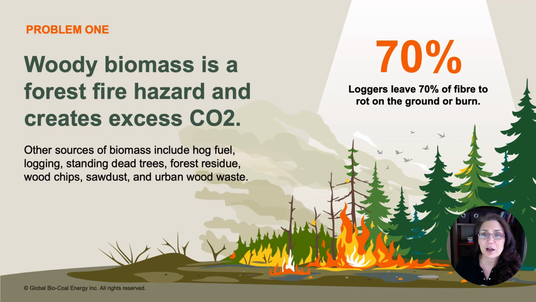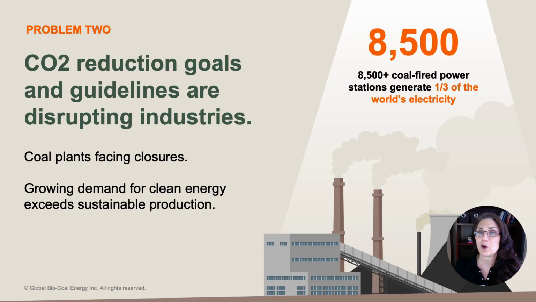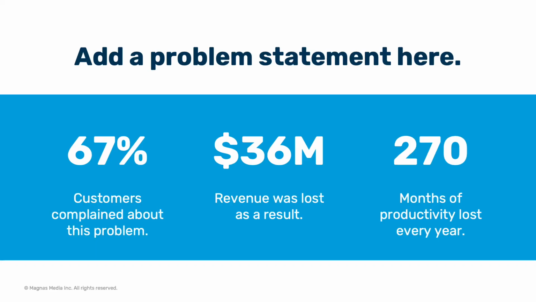So you can see here we've got a little bit of the story. We're giving it context. We're giving the statistics on the logging. And in the next slide, we're also talking about the power plant, 8,500. We're giving it also a context by using numbers. So if you have supporting data, then you can combine them into your problem story. So look for slides that look like this.